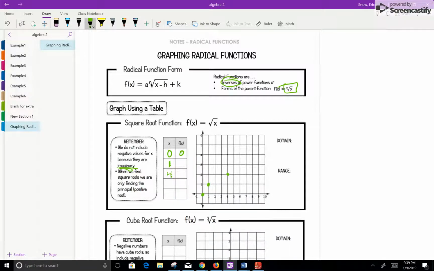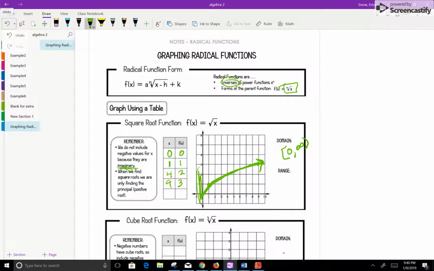And I'm going to pick 9. The square root of 9 is 3. And then I'm not going to pick a fifth number because now I know that that's what that graph is going to look like. What you should also notice is that these square root functions look like half a parabola turned on its side. But the domain is 0 to infinity because we're not going anywhere over here.